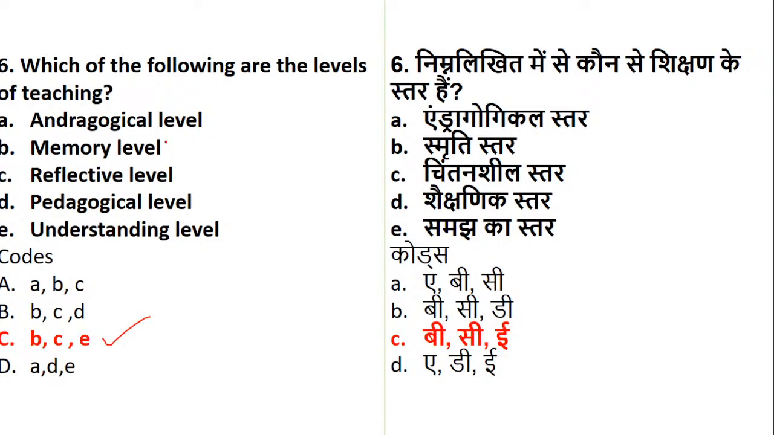I told you this is a part of your syllabus only. So you can't afford to forget it. So memory level, reflective level, understanding level. Now don't worry about sequence. They have given the sequence like that. So whatever they have given, we have to tick it. Okay. So memory level, reflective level, understanding level are the 3 levels.